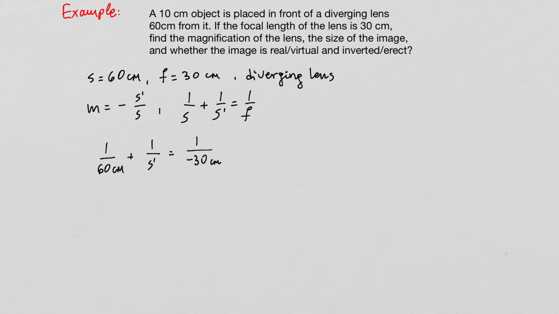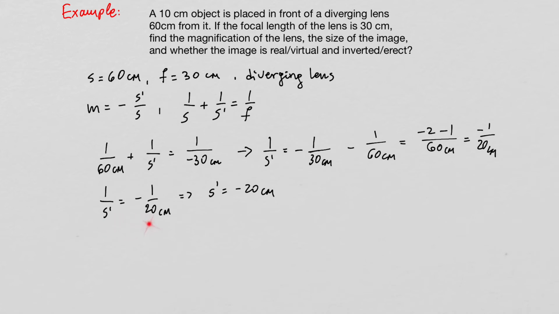So from here, I'm looking for s prime. That means that I will move 1 over 60 centimeters to the right side of the equation. So from here we get that 1 divided by s prime is equal to negative 1 over 30 centimeters minus 1 over 60 centimeters. After finding the common denominator here, which is 60 centimeters, that becomes minus 2 minus 1 divided by 60 centimeters, or in other words, this is minus 1 divided by 20 centimeters. So from here, solving for s prime, we get that the image distance is negative 20 centimeters.